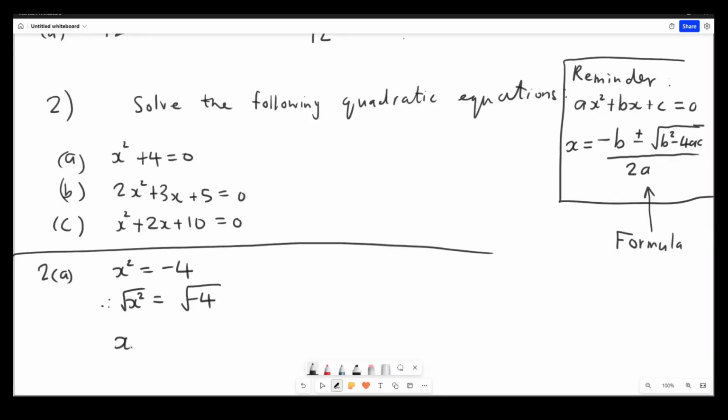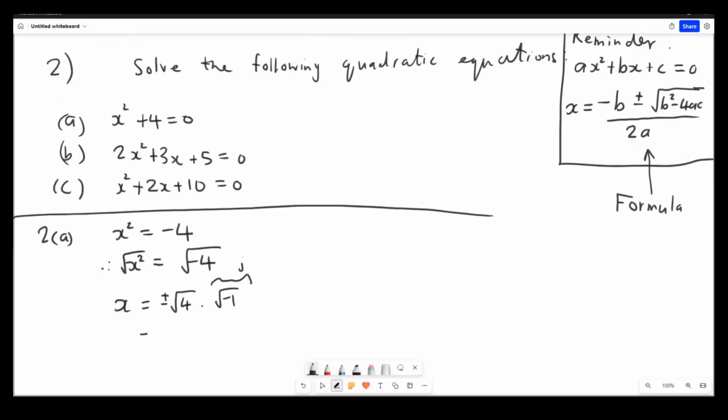So it's x equal to plus or minus, and then we take out the square root of 4 times the square root of minus 1. Like this, we have clarified. This is my j. So we'll have plus or minus 2j. That's that one. So we didn't really need to use the formula for that one.